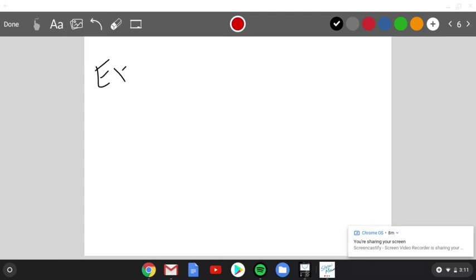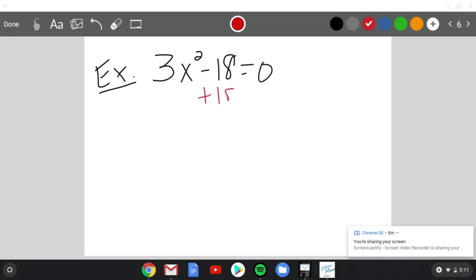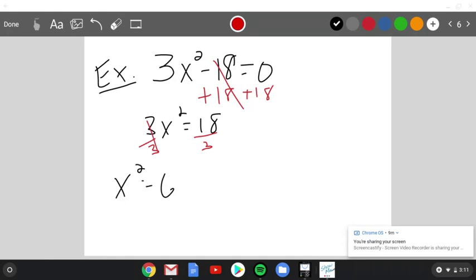Let's try 3x squared minus 18 equals 0. Add 18. 3x squared equals 18. Divide by 3. X squared equals 6. Now we're ready to square root both sides. X equals plus or minus square root of 6.